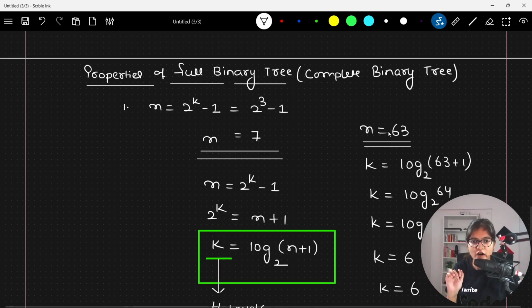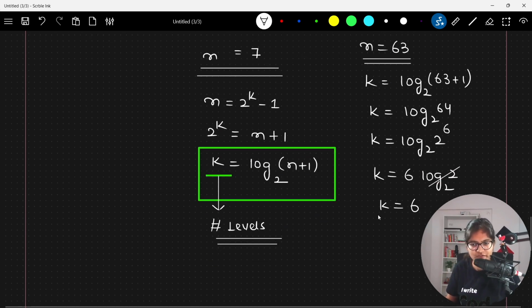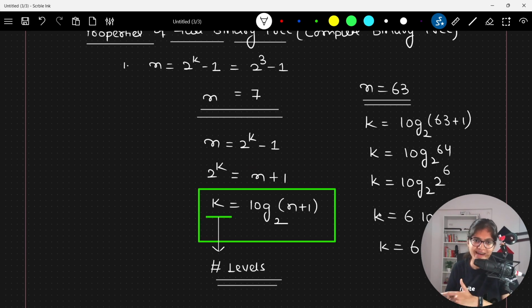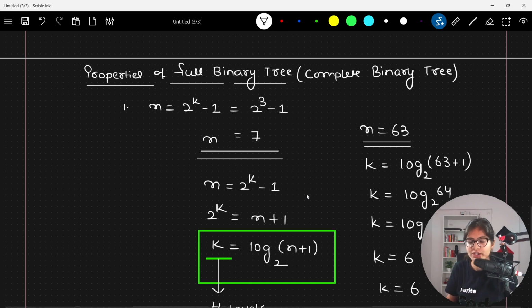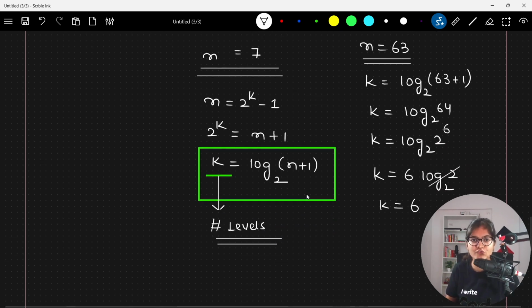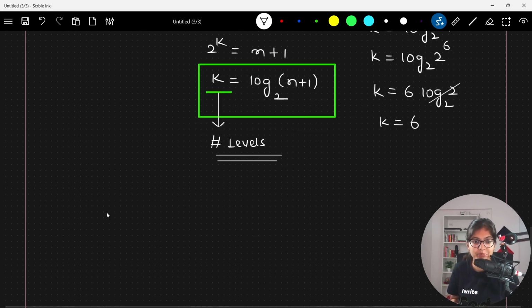So given the value of n, you can easily find out what the number of levels in a tree will be. Given the number of levels in a tree, you can easily find out the number of nodes that you have. So you should know the relationship between the number of levels and the number of nodes in a full binary tree or in a complete binary tree.